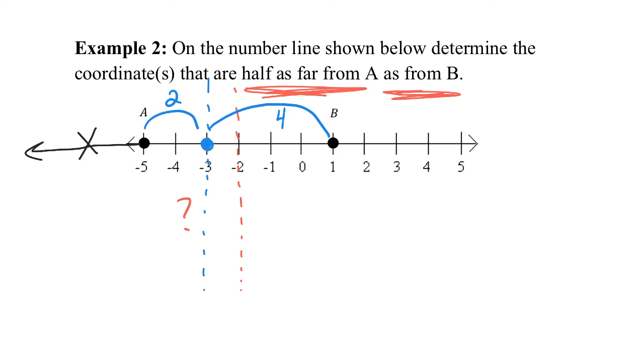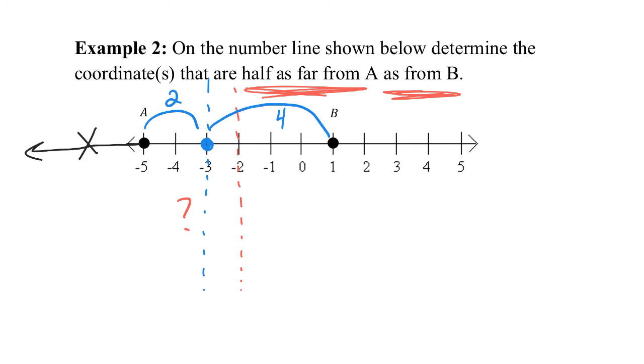How do I find the distance between 2 points on a number line? What operation do I use to find the distance between 2 points on a number line? What's the distance between 8 and 5? Subtraction, right? That's the algorithm we use, subtraction. Agreed?